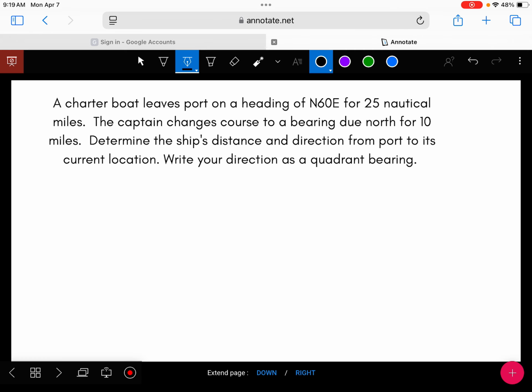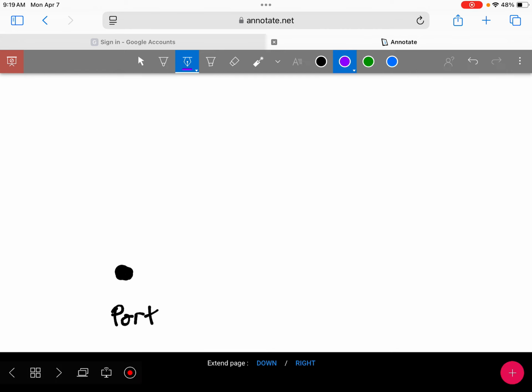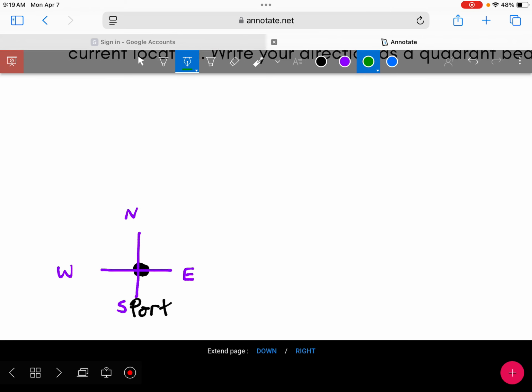So, what we have is we have port. Let's put port down here. And they go north 60 degrees east. So typically, it's based off of where we started. Remember how we're gonna never eat soggy waffles. And north 60 to the east is this way.